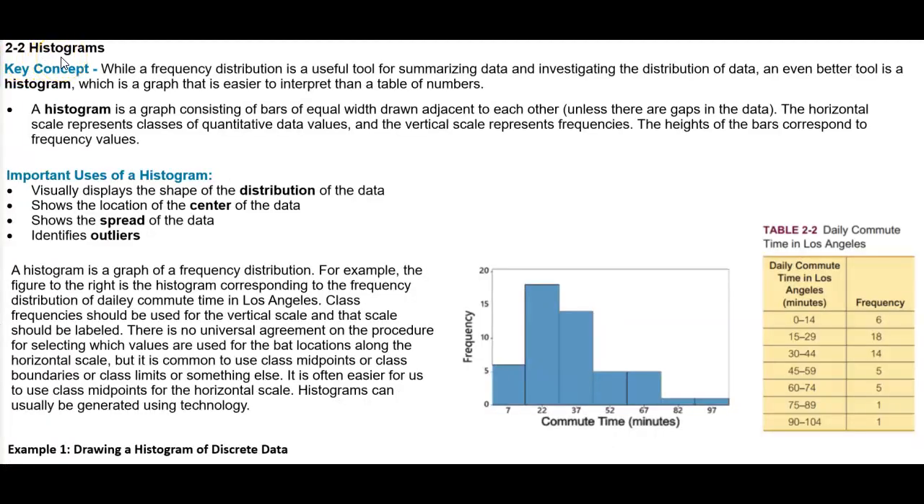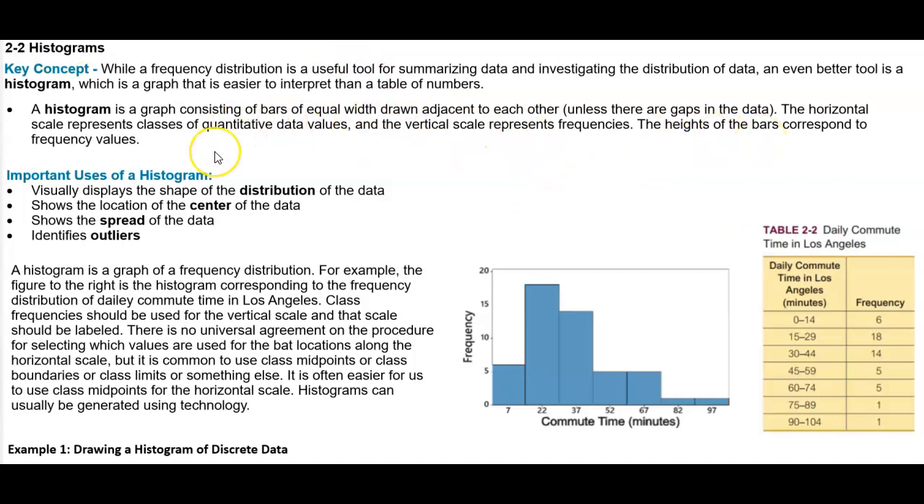2.2 Histograms. Key concept. While a frequency distribution is a useful tool for summarizing data and investigating the distribution of data, an even better tool is a histogram, which is a graph that is easier to interpret than a table of numbers. Now, a histogram is a graph consisting of bars of equal width drawn adjacent to each other, unless there are gaps in the data.